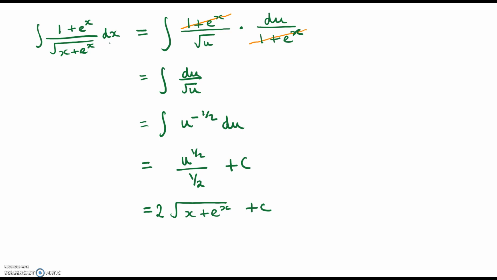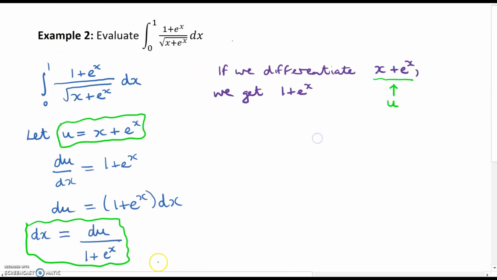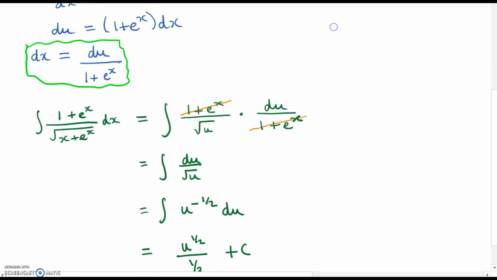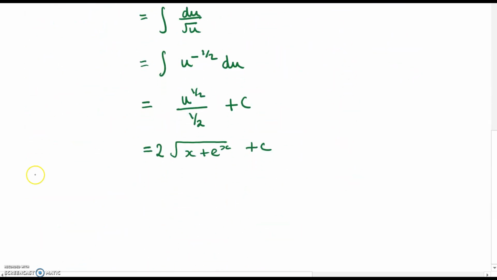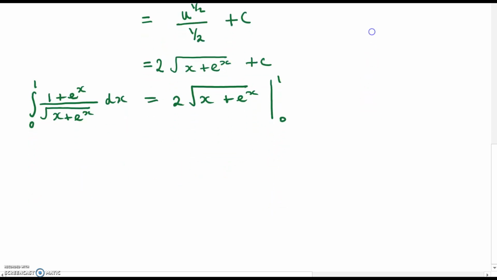Okay, so now what we're going to do is put limits on it, and just as a little reminder, look back at the question again. The limits were from 0 to 1. Okay, so we're going to integrate now from 0 to 1. So we want the integral from 0 to 1 of (1 plus e to the x) over the square root of (x plus e to the x) dx to be equal to 2 times the square root of (x plus e to the x). We're going to drop the plus c because we have limits now, and we're going to go from 0 to 1.